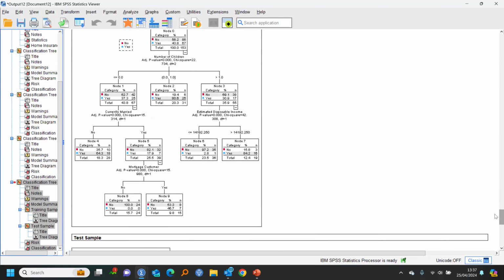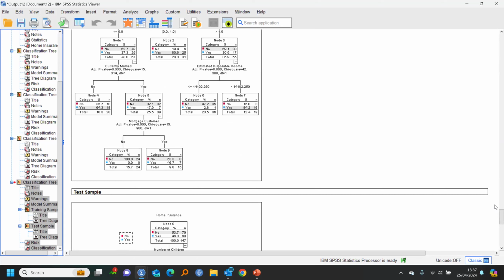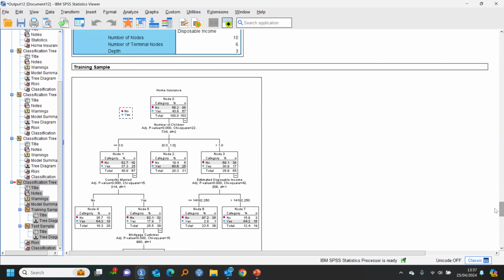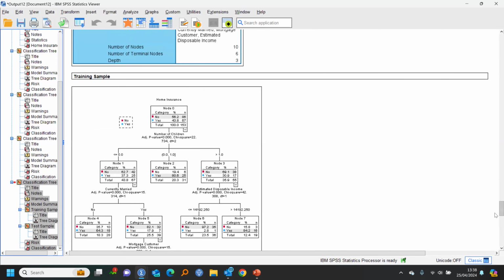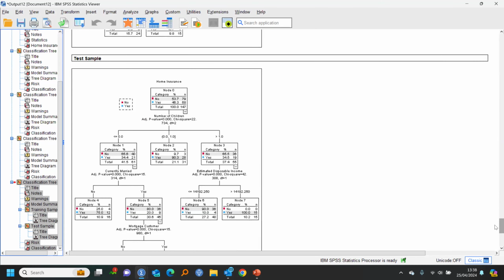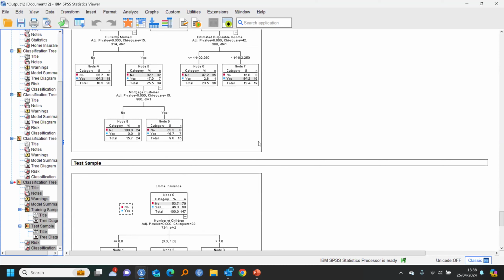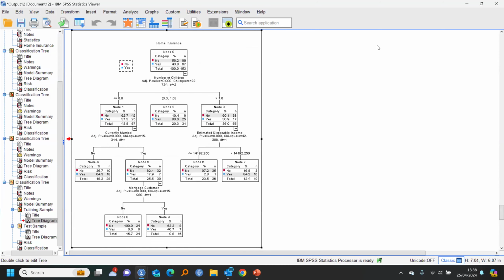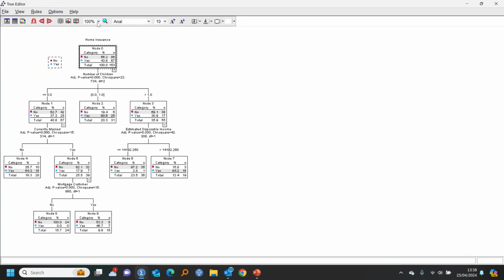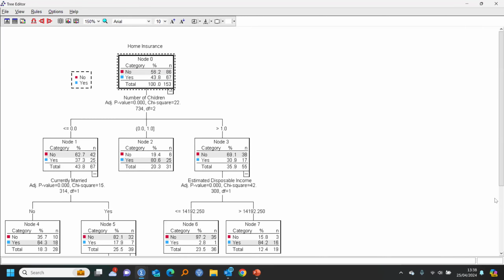Well, what it does is it produces a smaller tree for us because it doesn't have enough cases. It only has 353 cases, as we can see here. And then it shows us what that tree would look like if we applied it back to the data set. So let's just double click on that and have a quick look at this one. Let's see if we can zoom in here. This is the training tree here.